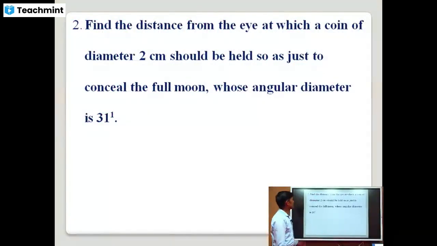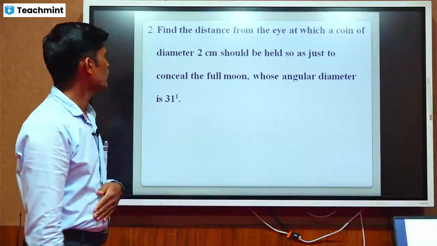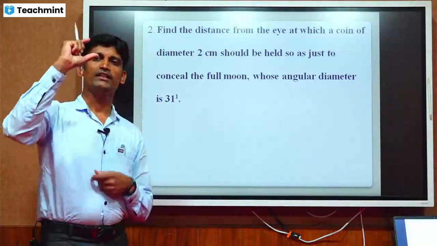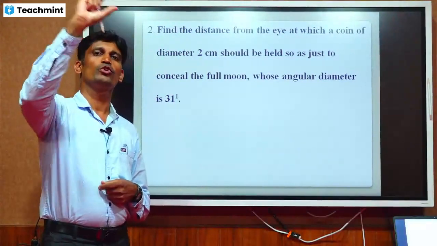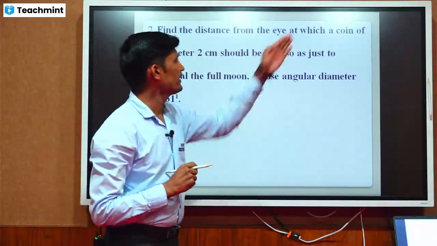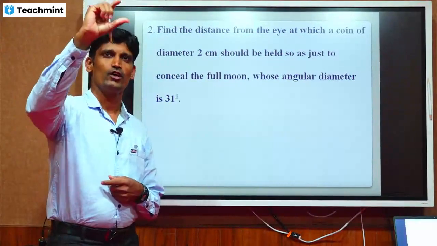Find the distance from the eye at which a coin of 2 centimeters should be held so as just to conceal the full moon whose angular diameter is 31 minutes. That is, the distance from the eye at which a coin of diameter 2 centimeters should be held. When a coin of 2 centimeter diameter is held from our eye, we should be able to conceal, that is, cover the full moon. Then what is the distance from the eye at which a coin should be placed? At what distance from our eye should we hold the coin so that we can cover the full moon?